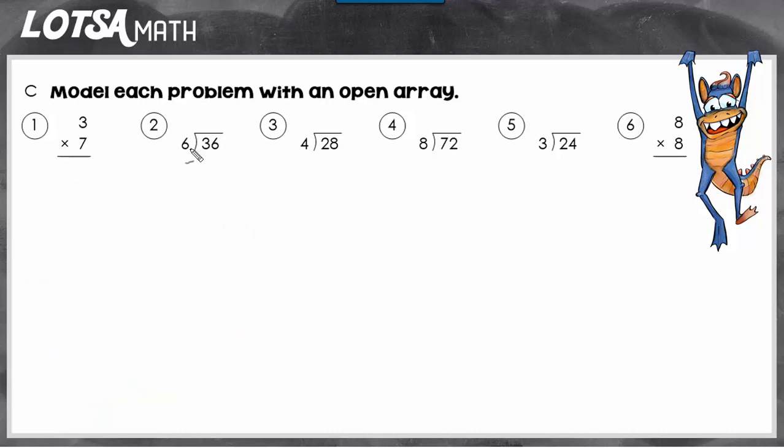Okay, so for number 2, this time we have a division problem. But what I want you to really understand is that a division problem is just a multiplication problem, just rearranged in a different way. So the open array is going to look exactly the same for a division problem as it did for the multiplication problem.